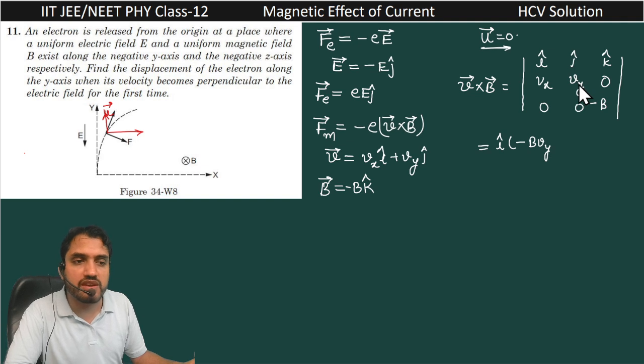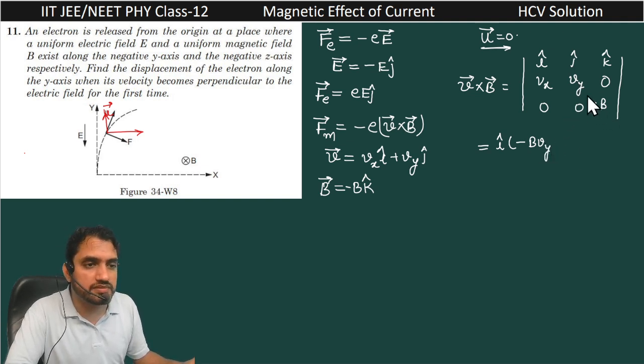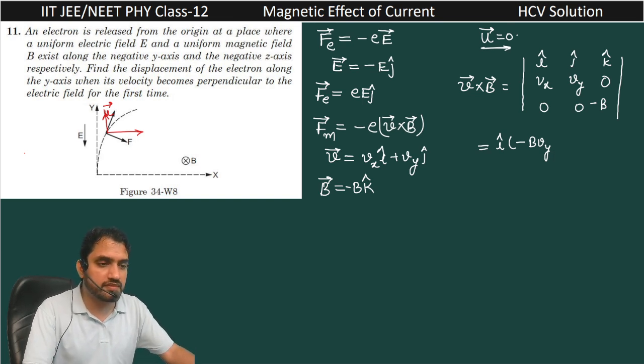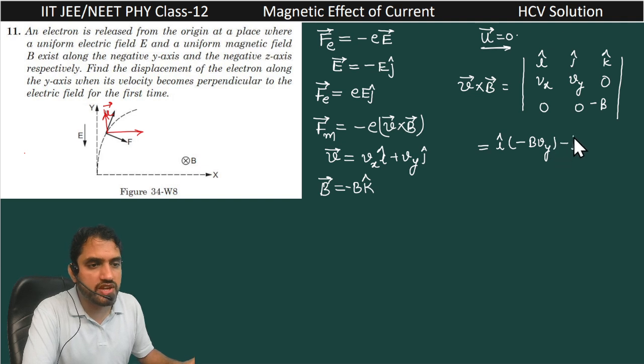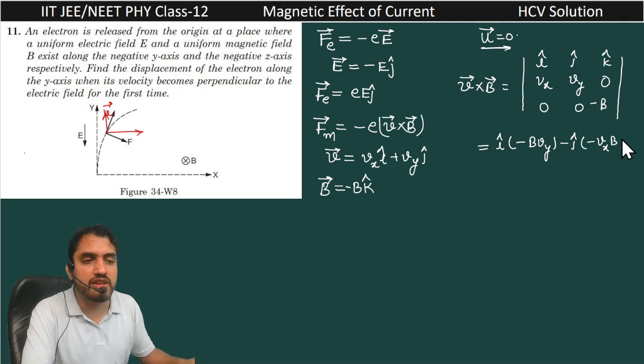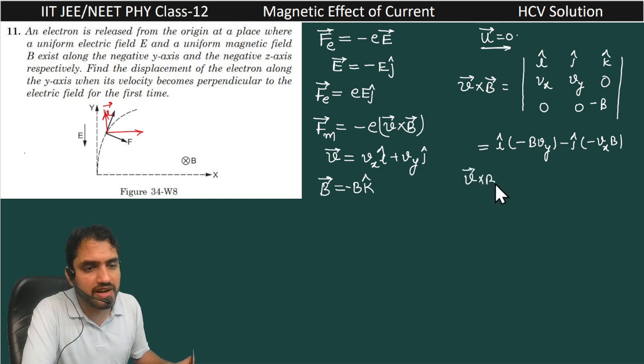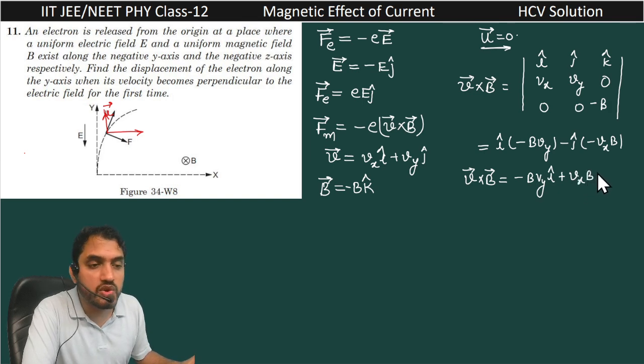Now, if we are solving for the j component, it is minus j cap, and this vx will multiply with B. So we will get vx into B, and the remaining coefficients will be equal to zero. So this V vector cross B vector will now become minus B into vy i cap plus vx into B into j cap.